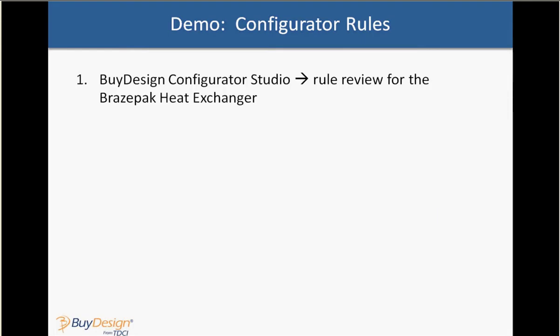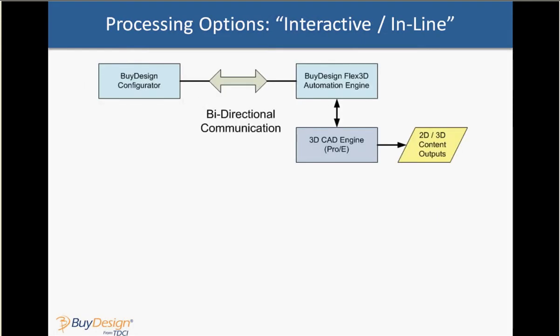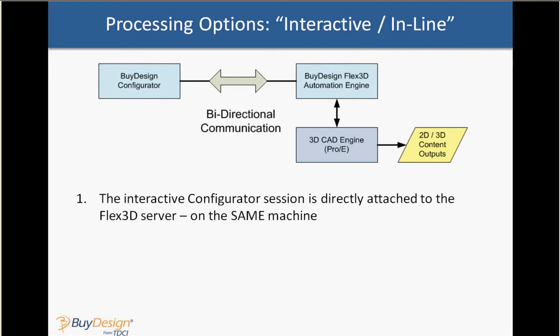So, 2 types of processing options. Interactive inline. Well, what that means is we can attach Flex3D directly to the configurator you're running on your desktop and do a bidirectional communication to Flex3D to a running copy of Pro-E on your desktop. So, it's an interactive configurator session attached directly to Flex3D.